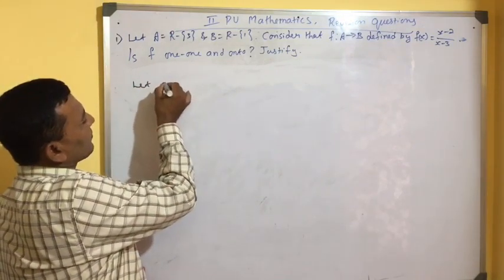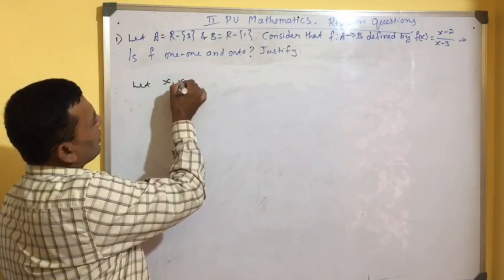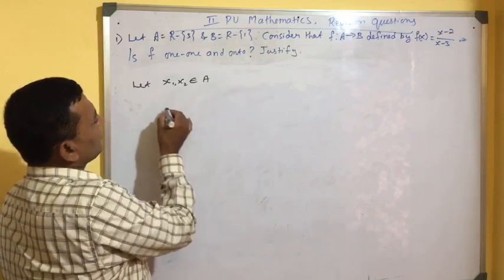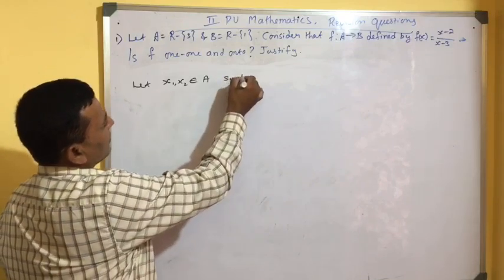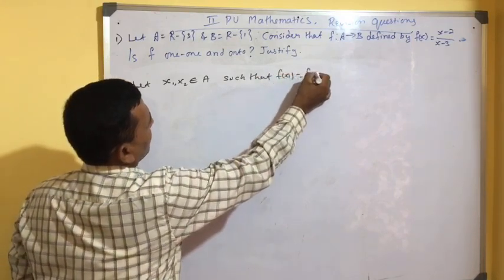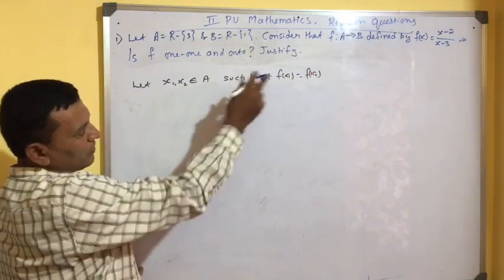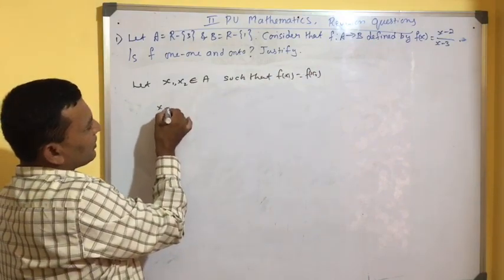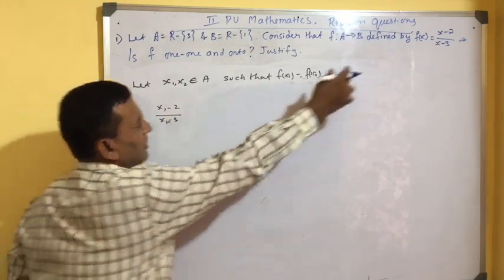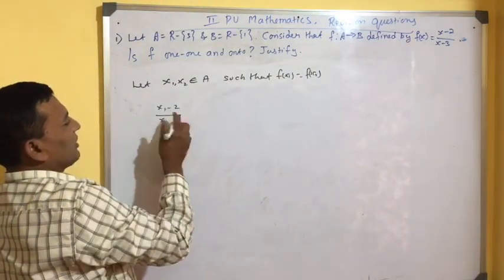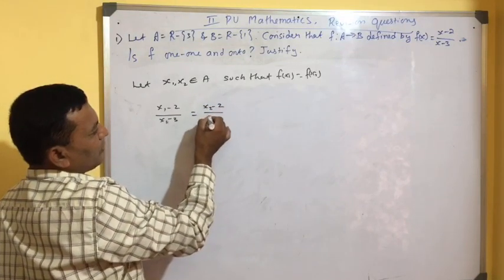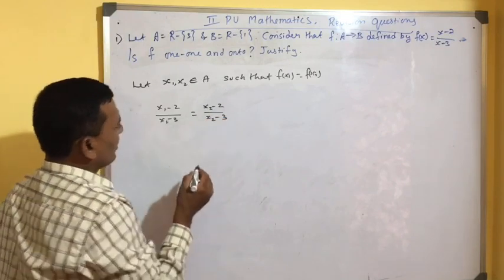Let x1, x2 belong to A, we take, such that f of x1 is equal to f of x2. It means, we know the function f of x, so f of x1 becomes x1 minus 2 divided by x1 minus 3. See the function, it is here. In the place of x, I am writing x1 on the left side, and on the right side I am writing x2 minus 2 divided by x2 minus 3. Now I am trying to solve this one.